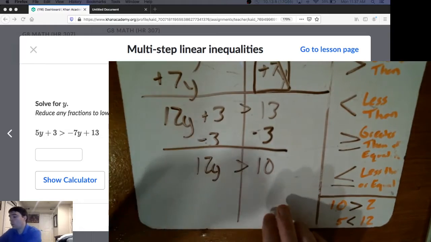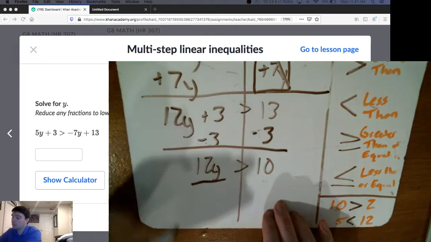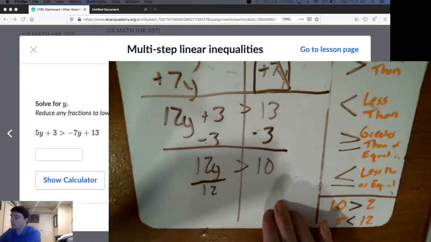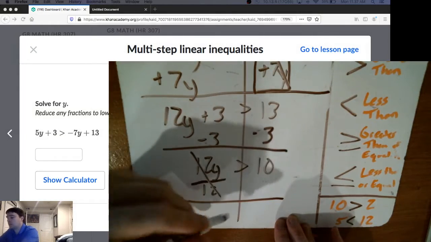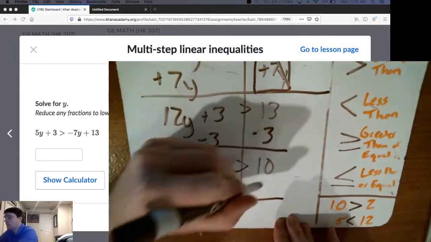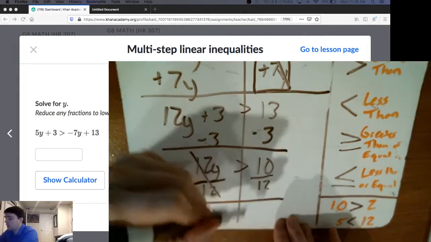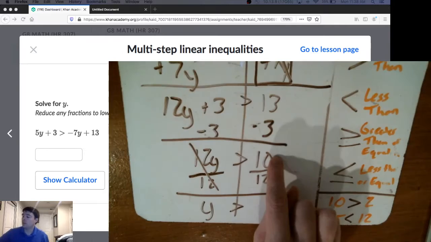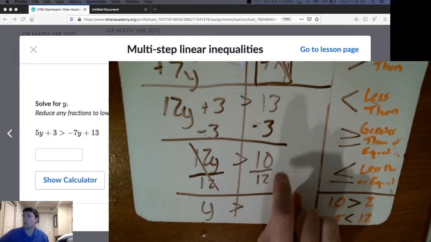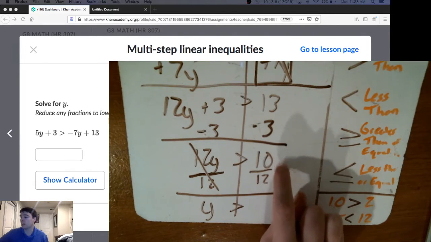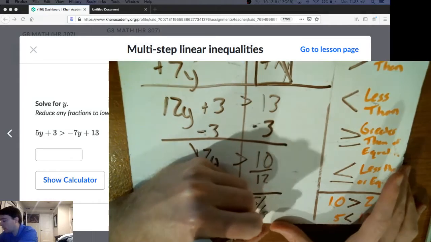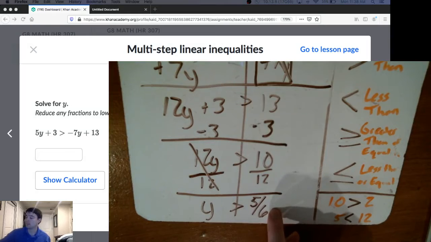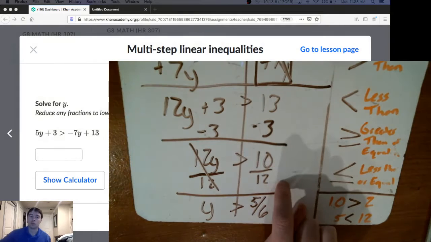I want to solve for y, so I'm going to divide by 12. That's the opposite of multiplying y by 12. By dividing by 12, I cancel out the coefficient and I have just y. So I have 10 divided by 12. 10 does not get divided evenly by 12, but if they're both even numbers, 10 over 12 can simplify. Divide them both by 2, to 5 over 6. So 5/6 is the same fraction simplified as 10 over 12.